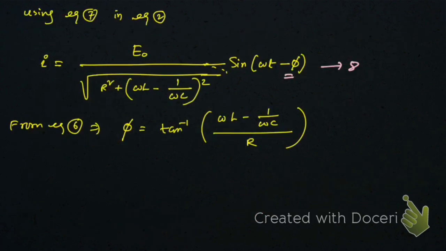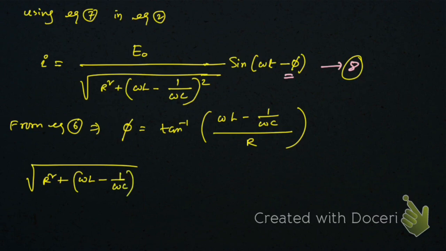Now you see this quantity that you have got in the denominator, this is called impedance. So this is equation number 8. Root over R square plus omega L minus 1 by omega C whole square is called impedance, represented by Z.